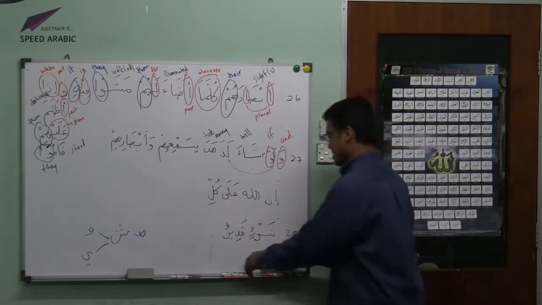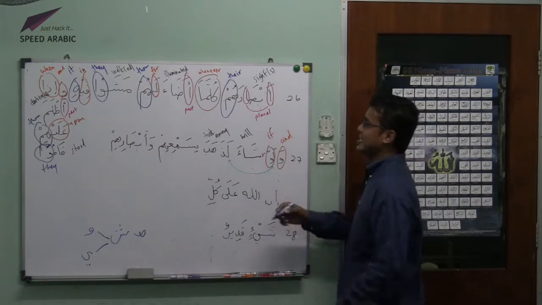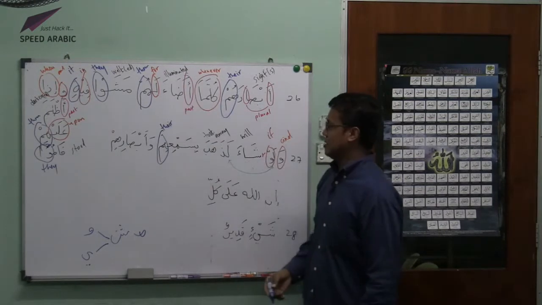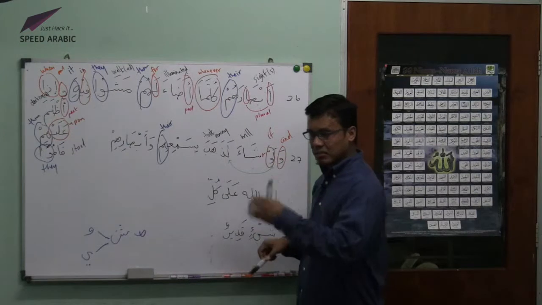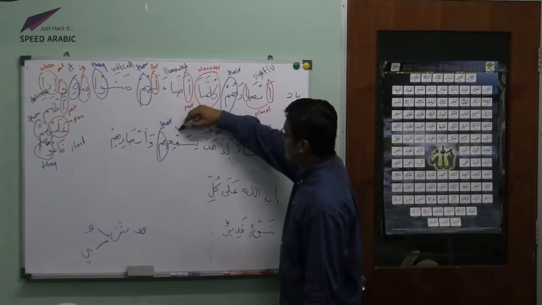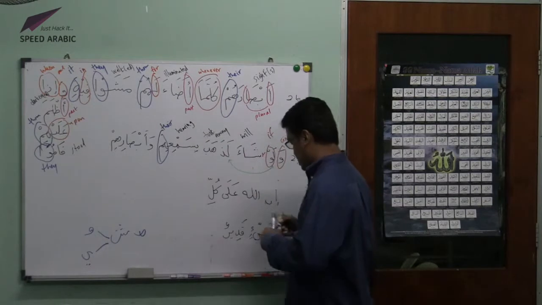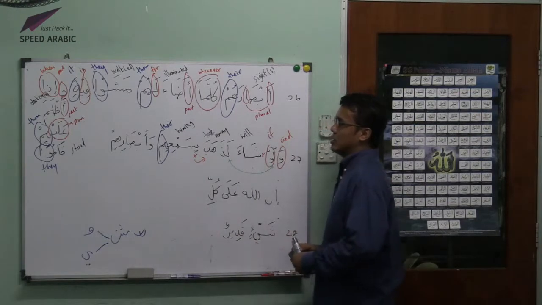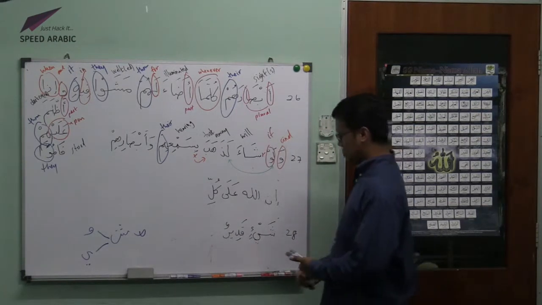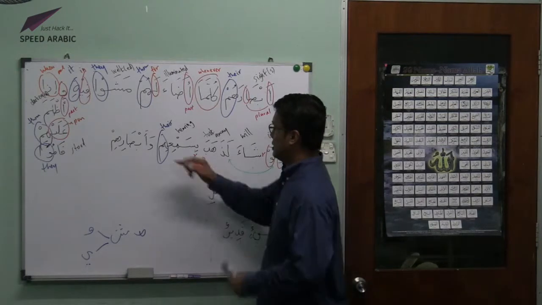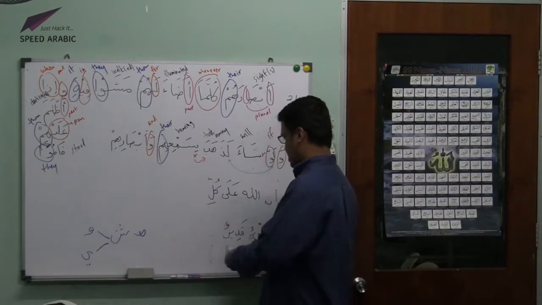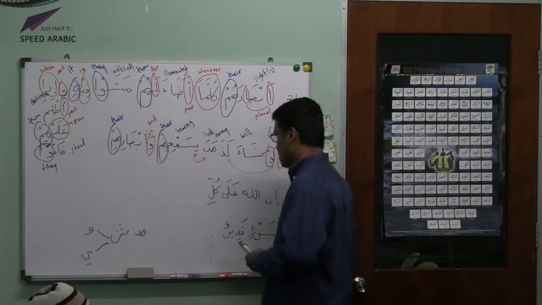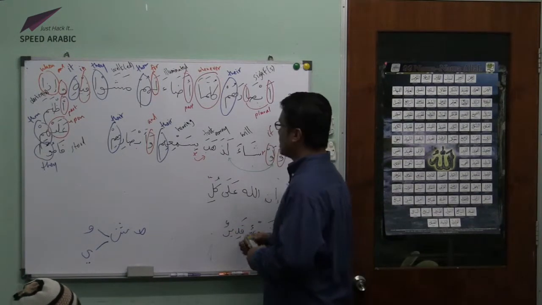Sam'ihim. Hearing. We hacked this before. Khatamallahu ala qulubihim wa ala sam'ihim. So this you don't translate because it clings to dhahaba. Wa absarihim, and their sight. Sight.